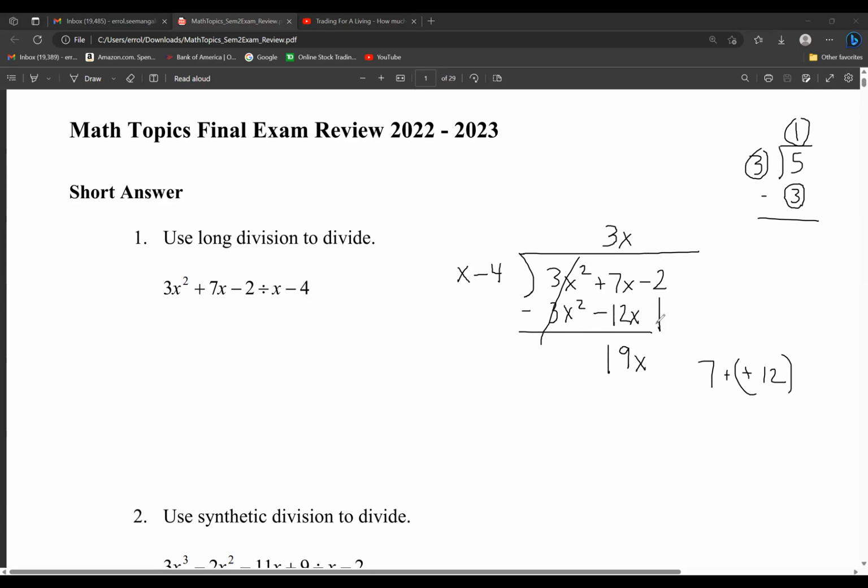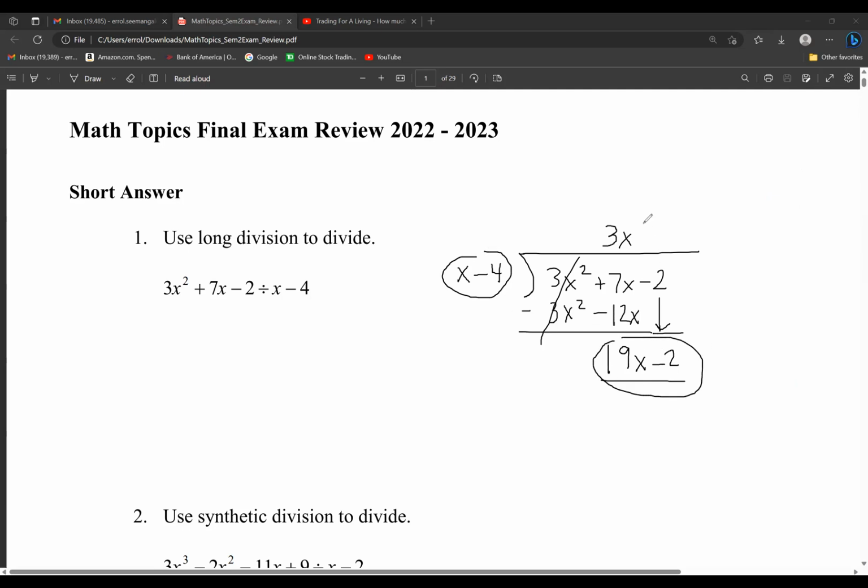Just bring it down. Okay, so now how many times does x minus 4 go into negative 19x minus 2? How many times does this go into this? We have this on the bottom now, right? Negative 19x minus 2. Or in other words, what should we write up here? Does it have to be exact? There's going to be a remainder, right? There could be a remainder, yep.